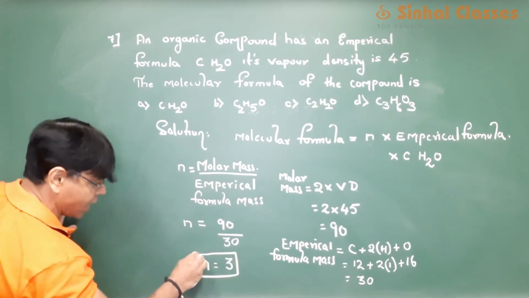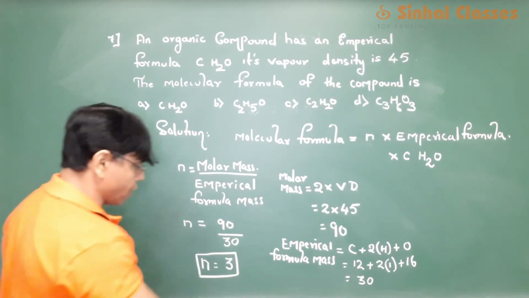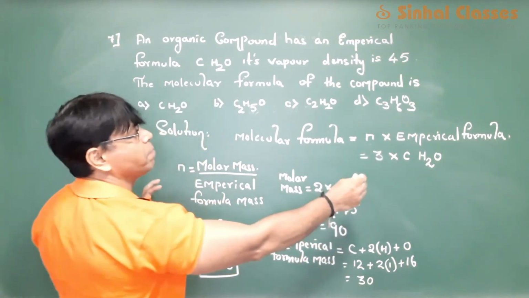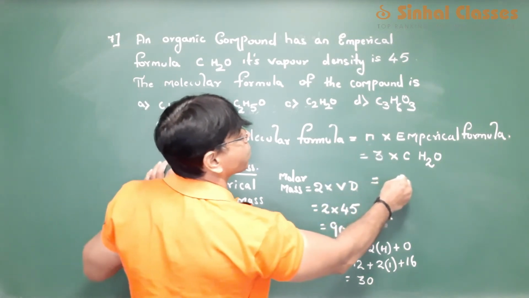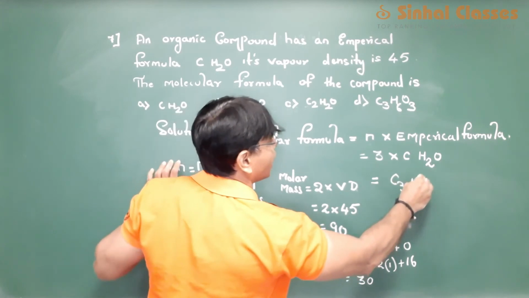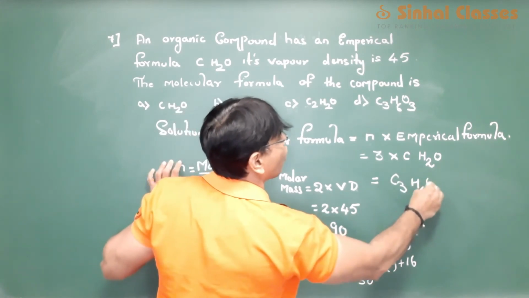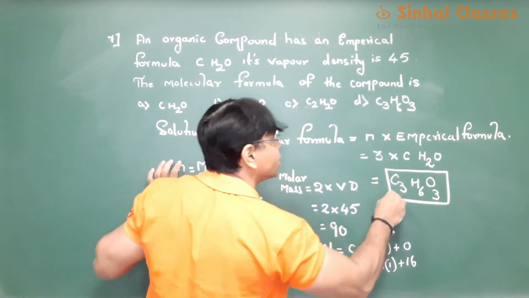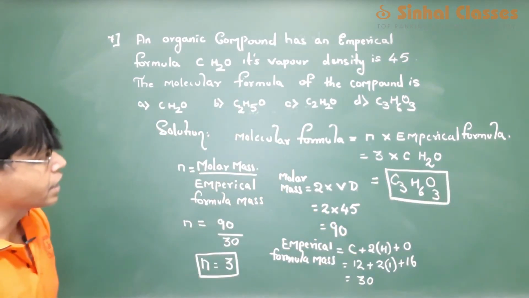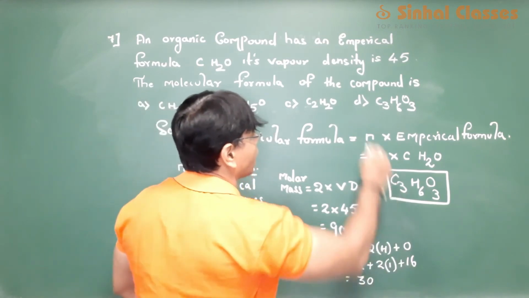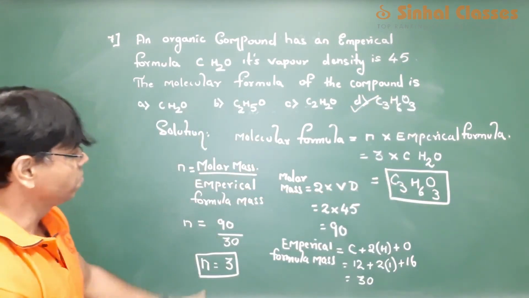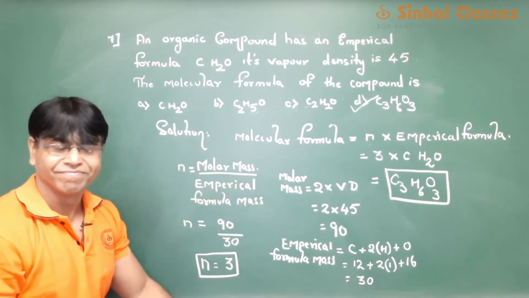So you got your N now. Once you have got your N, you can put it here, 3. So now just simply multiply it. So this will become C3H6O3. So your answer for this question is C3H6O3. So answer is D, which is the correct answer. Very simple to solve it.